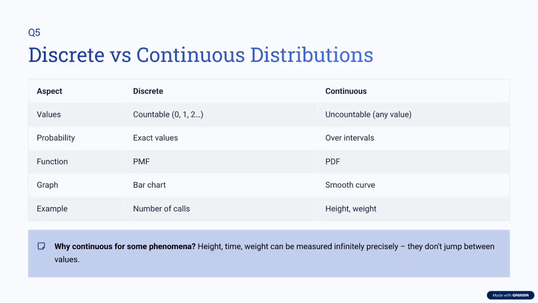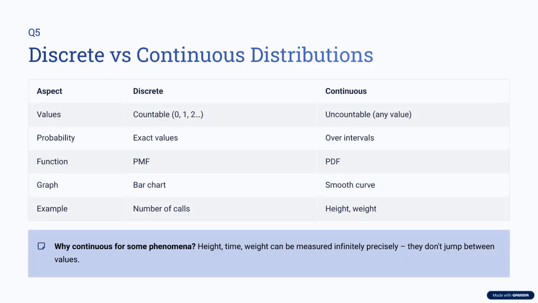Discrete versus continuous probability distributions. This is a fundamental distinction in statistics. It all comes down to: are you counting or measuring? Discrete probability distribution: used when the random variable takes countable values, usually whole numbers. Examples: number of students, which can't be 25.3, number of calls, number of defective items. Probability is assigned to each exact value. For example, P(X = 2) is meaningful, represented by the probability mass function, PMF. Graph: bar chart. There are gaps between bars because values are separate.